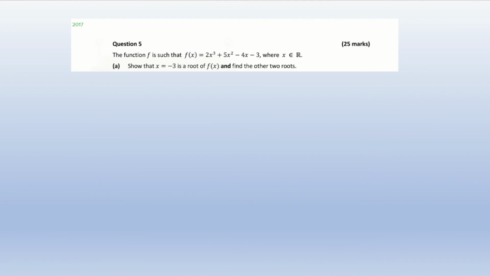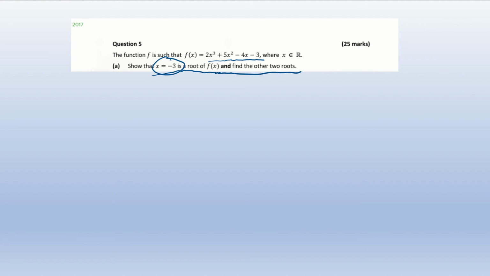A question similar enough to that came up in 2017, and in 2017, your question was phrased a small bit differently. It said the function f is such that f of x is equal to 2x cubed plus 5x squared minus 4x minus 3, where x is an element of R, so your x's are real numbers. Show that x is equal to minus 3 is a root of f of x, and find the other two roots. So in this question here, they gave you the first root, and then that's going to make your job so much easier to find the other two.